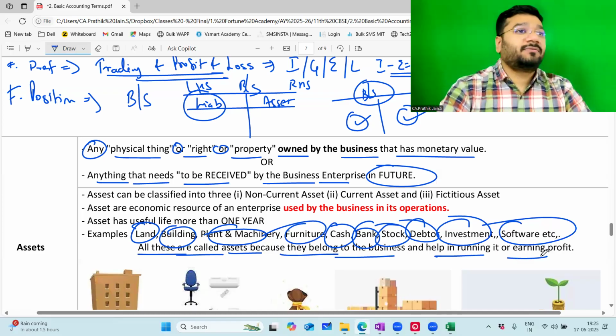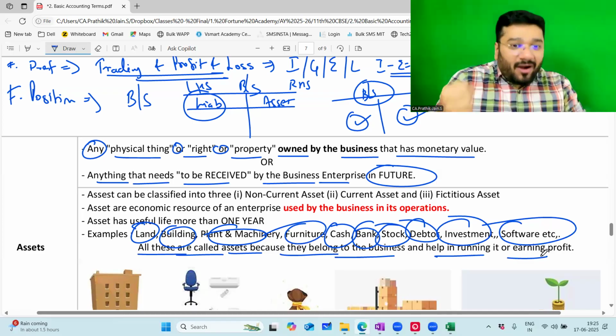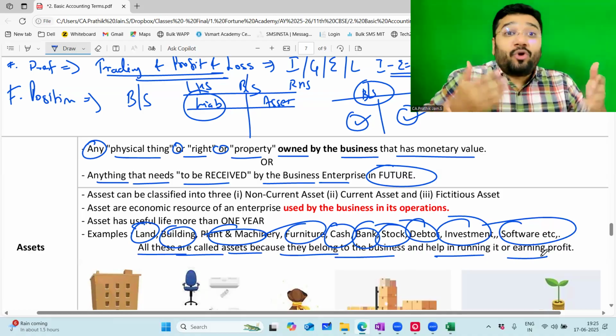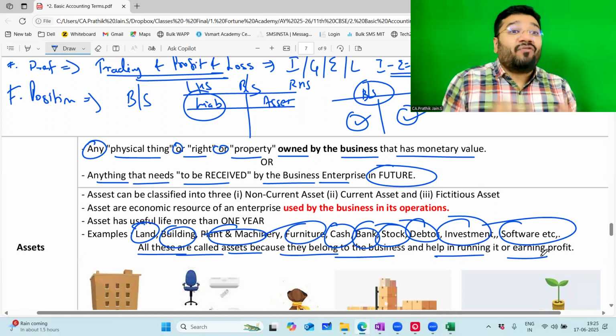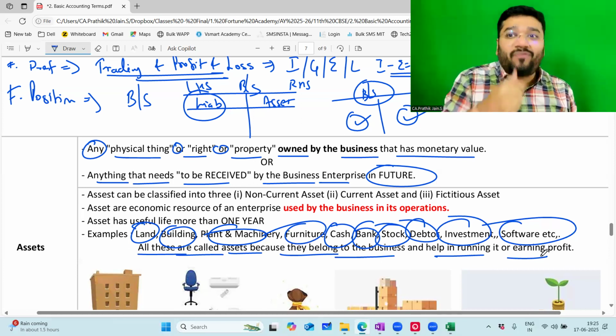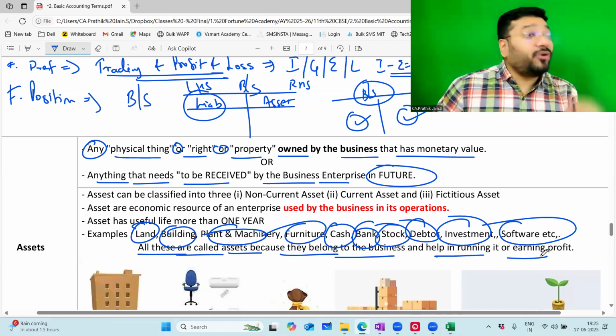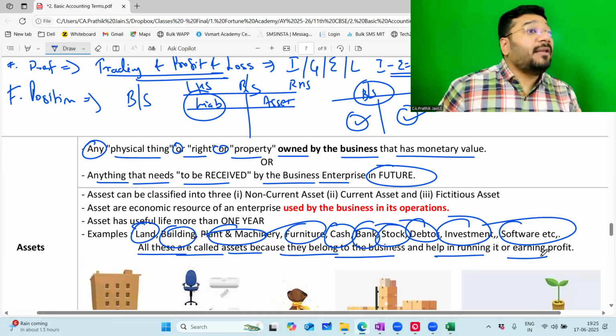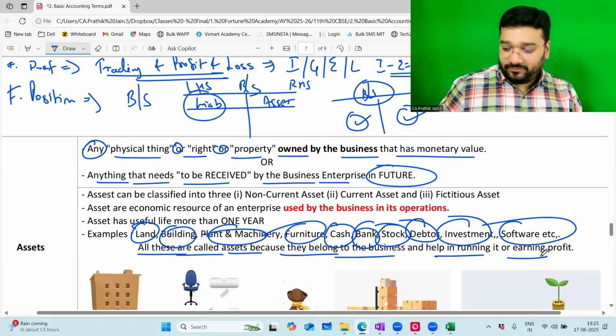Oh my God. So far you said asset, asset, asset. What are you doing with these assets, boss? You are going to use them in the business for running your business and earning profits. Some assets will directly help you to earn profits. Some will indirectly help you.